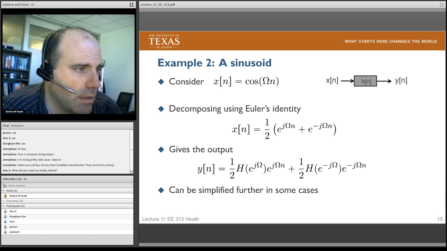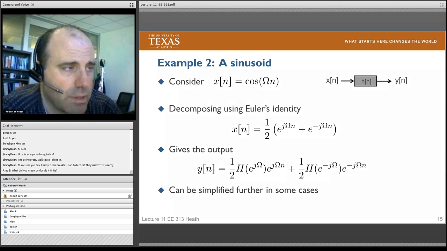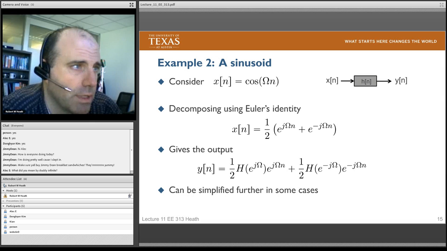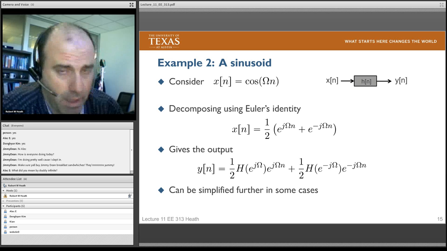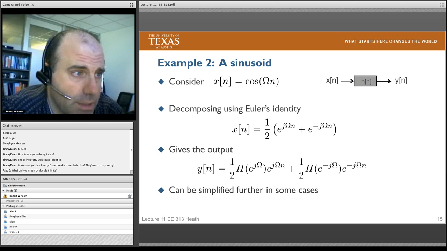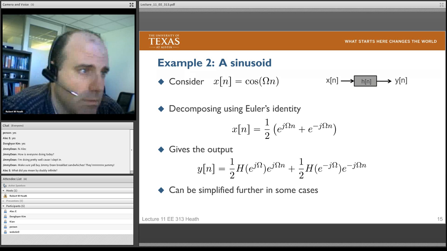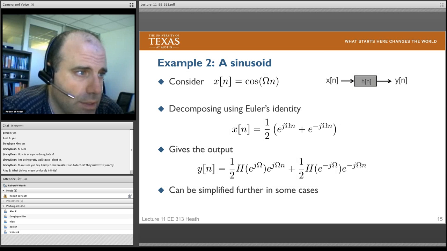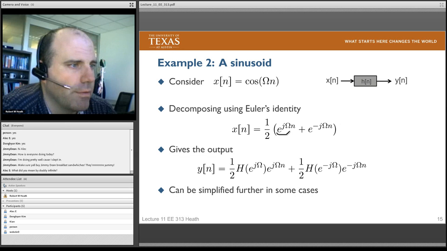Now let's look at a second example here. Suppose I put in a sinusoid, like a cosine. Say I put in cosine of omega n. Well, we haven't said anything about the cosine, but we know we can use Euler's identity to write the cosine as a function of exponentials. And in this case, we can write the cosine as 1 half e to the j omega n plus e to the minus j omega n. So this e to the j omega right here plays the role of the z.